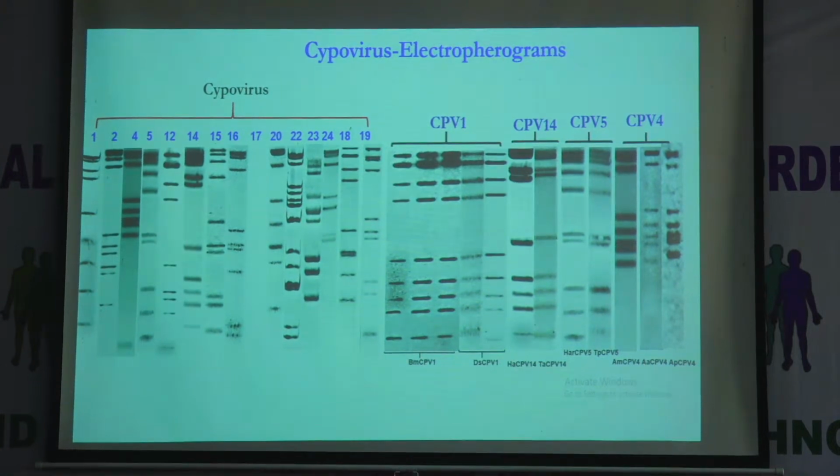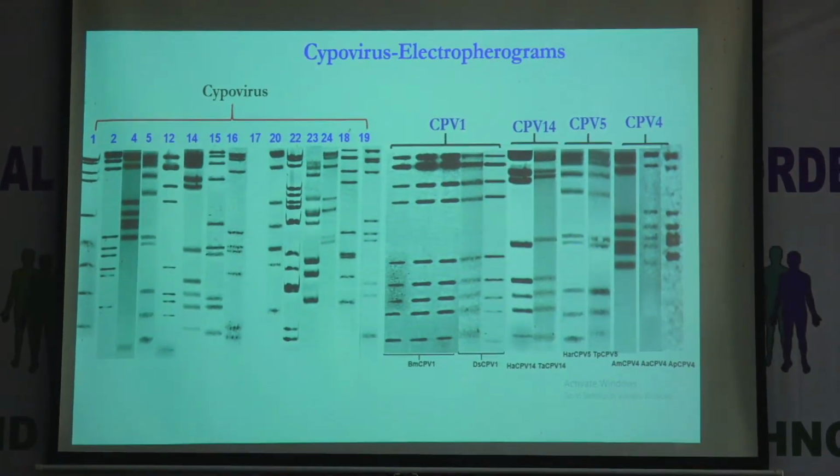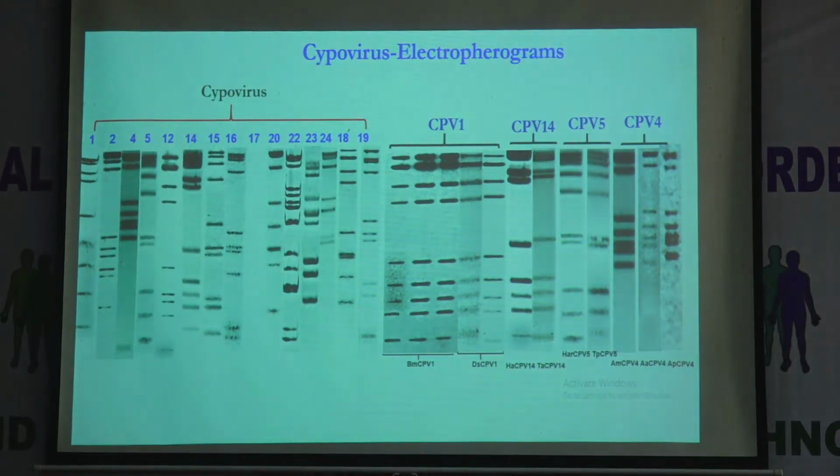Now see, there are 22 different kinds of cypovirus. So far we came to know this viral pathogen is a cypovirus. It is fine, but which type of cypovirus is this? There are 22 different strains. Each virus has different genetic material. All are double stranded RNA, and all are segmented.